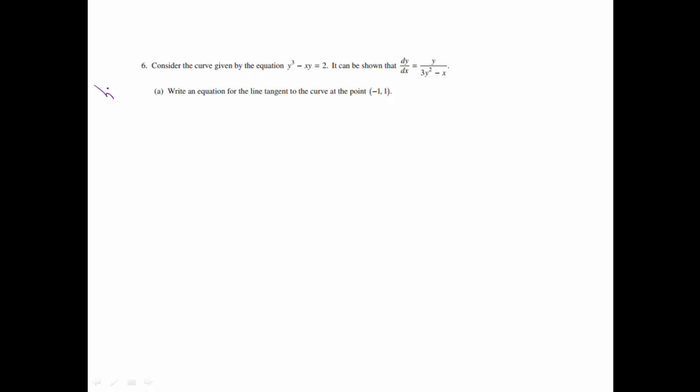Number 6, consider the curve given by the equation y cubed minus xy equals 2. It can be shown that dy/dx is equal to y over 3y squared minus x. Part A, write an equation for the line tangent to the curve at the point (-1, 1).